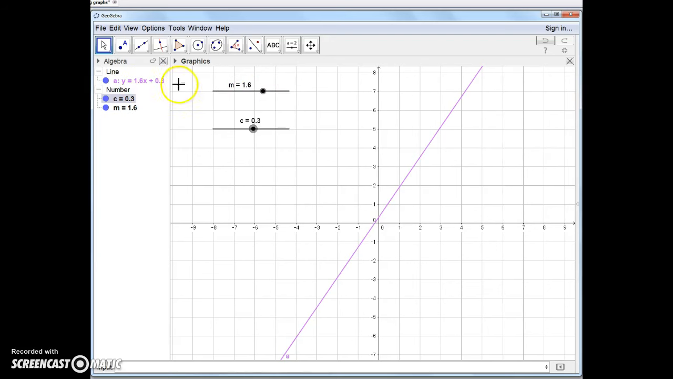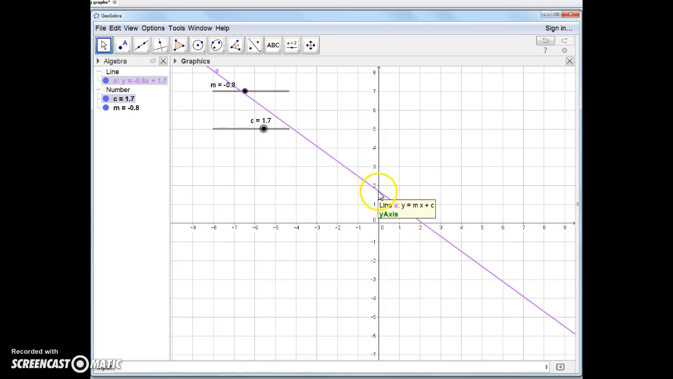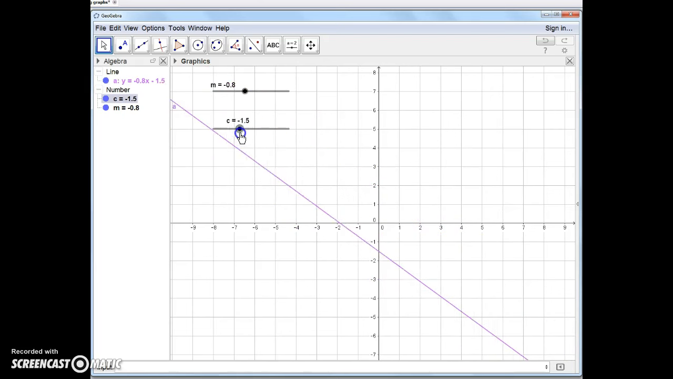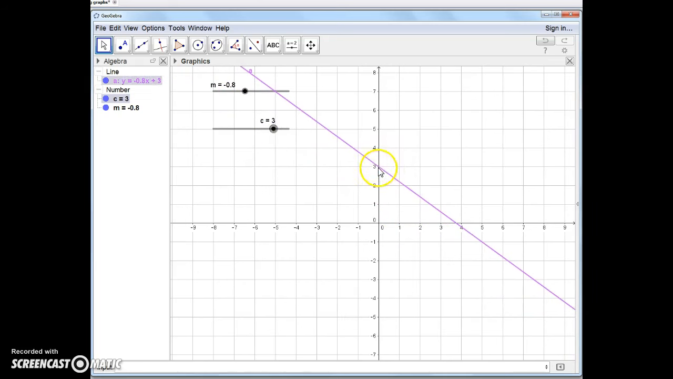If I change this 1.6, and I've put some sliders in here, so if I change this value here, what it's doing is it's changing the gradient or the steepness of the line. Okay, this point here, this c, just moves the graph up and down, changing what we call the y-intercept, changing where it cuts the axis. Now let's have a look at the particular value. So if I stop here at c equals 3, it actually cuts the y-axis at the point 3.